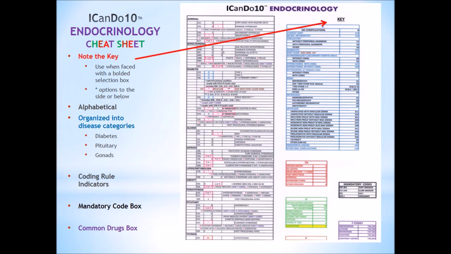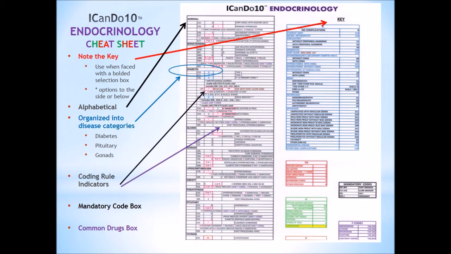This cheat sheet has a key. This key is used to fill in the variables as we build a code. It's alphabetical, organized into disease categories. Coding rule indicators help us code accurately. It has a mandatory code box as a reminder, and common drugs typically seen in endocrinology offices.